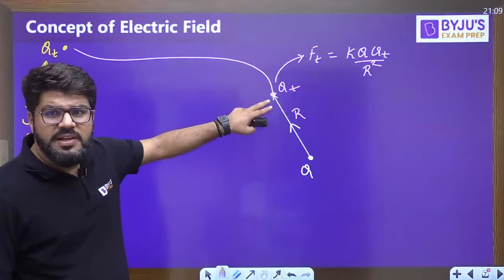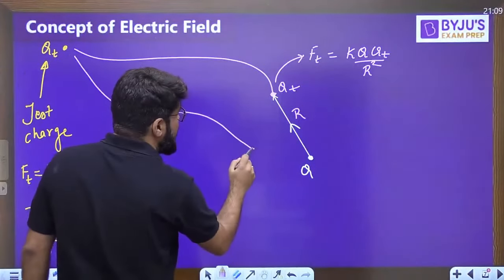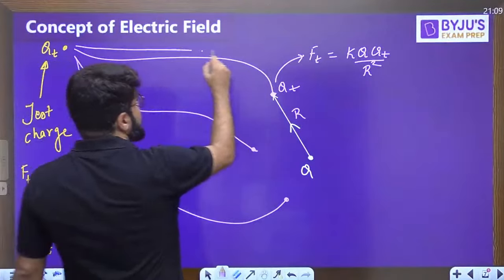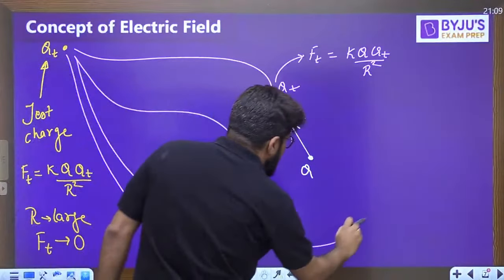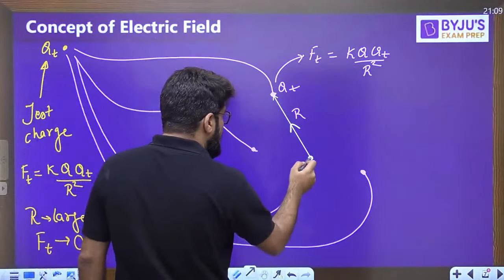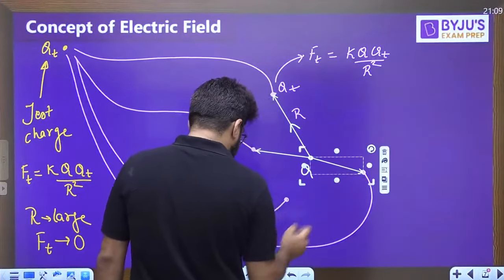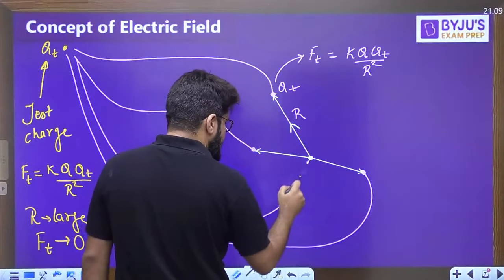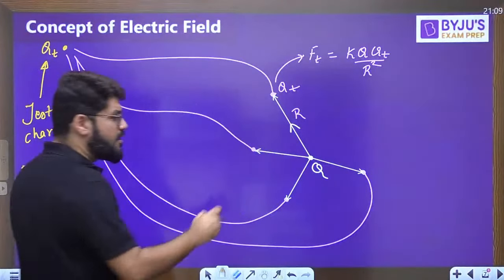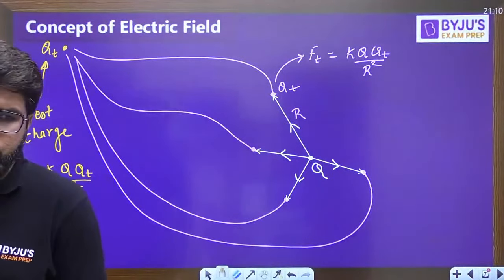Now, will it experience the force only at this position? No. You can bring this test charge anywhere around Q. You bring the test charge anywhere around Q, it will be experiencing a force that is known as Ft. It will be experiencing a force, that is Ft.